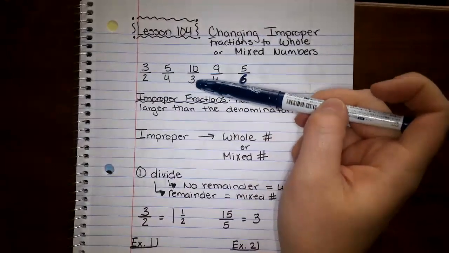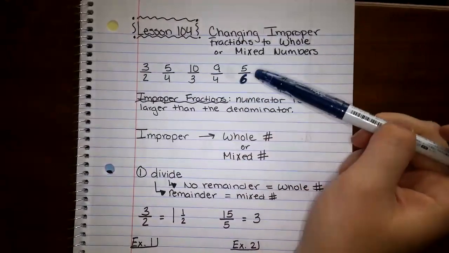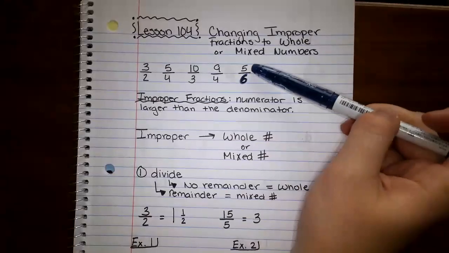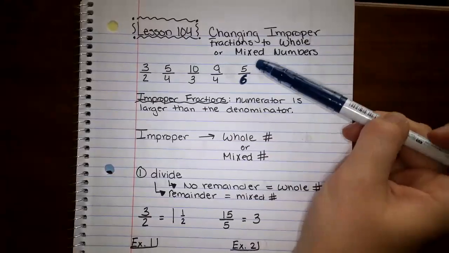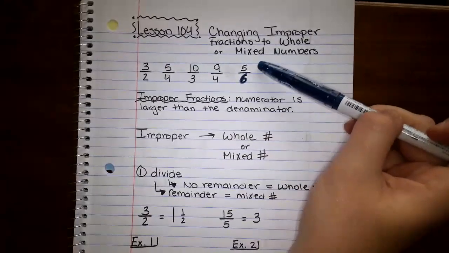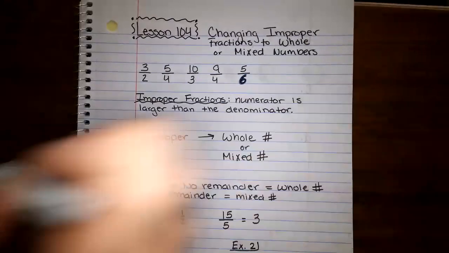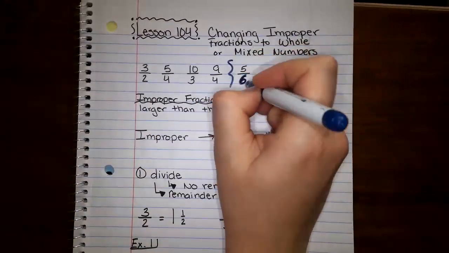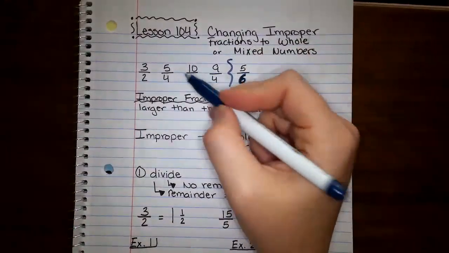10 is for sure bigger than 3, 9 is bigger than 4, and 5 is not bigger than 6. So this right here is not an improper fraction. Okay, so the numerator is smaller than your denominator. This one makes it separate. This is a regular fraction, these are all improper.